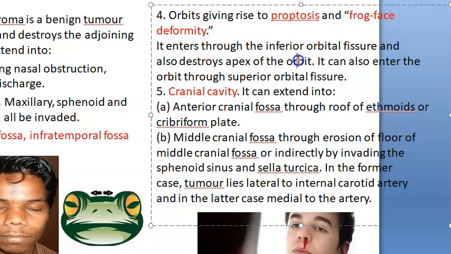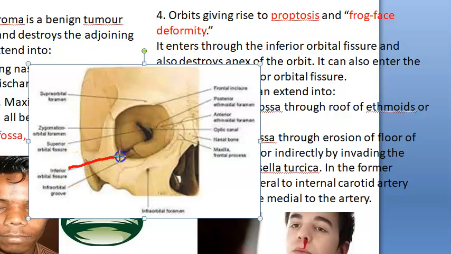Then it enters through the inferior orbital fissure. It destroys the apex of the orbit. Where is this inferior orbital fissure? Do you remember? Somewhere here you have the inferior orbital fissure. This place. Okay. This is your superior orbital fissure. So this angiofibroma is entering through this inferior orbital fissure and it destroys the apex of the orbit.